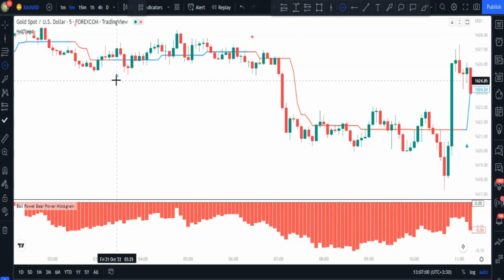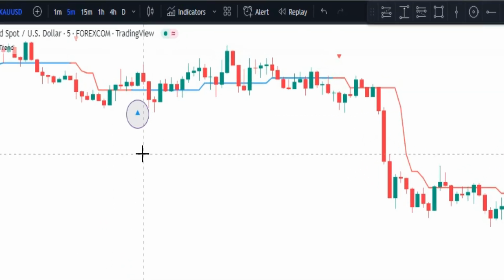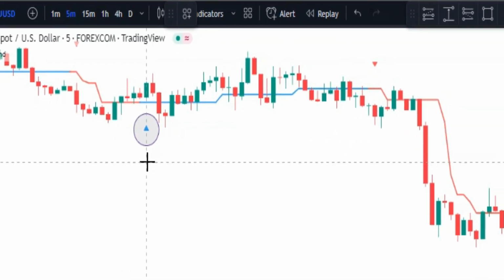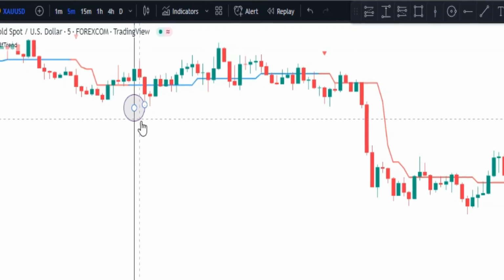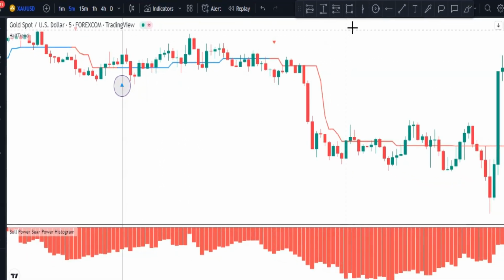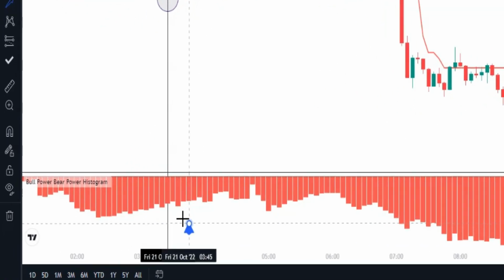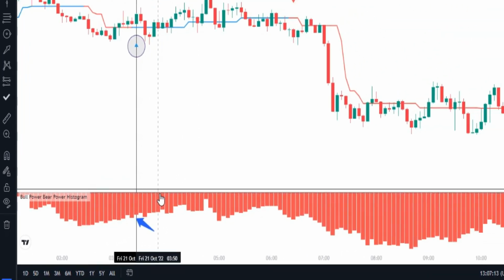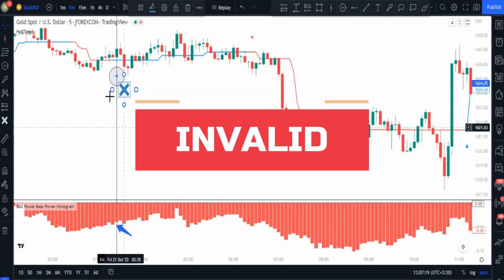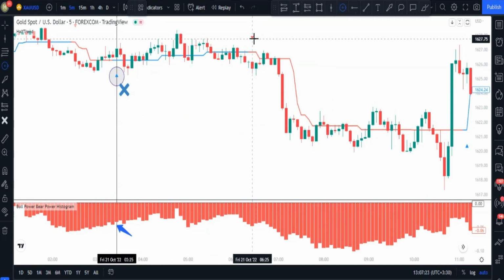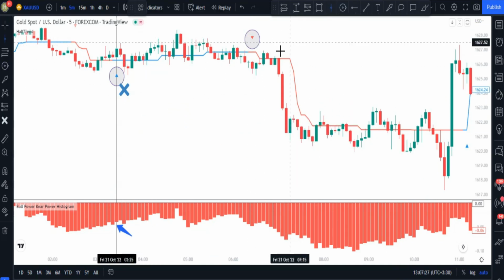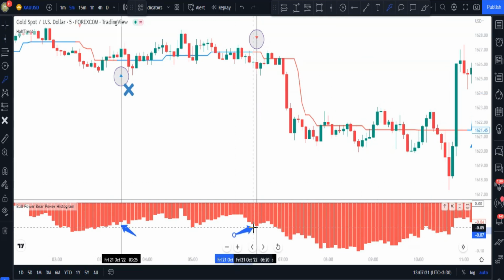And see how great this strategy filters out the false signals when the market moves sideways. Just like this buy signal, there's a valid buy signal by the half trend indicator, but this buy signal is not confirmed by the second indicator, so this signal is not valid. But check out the sell signal, all the conditions are met and this sell signal is valid.